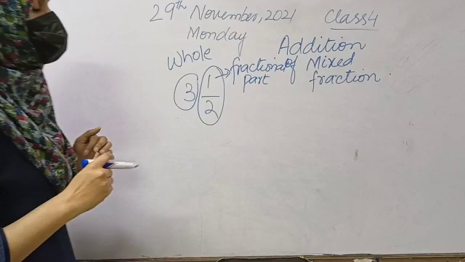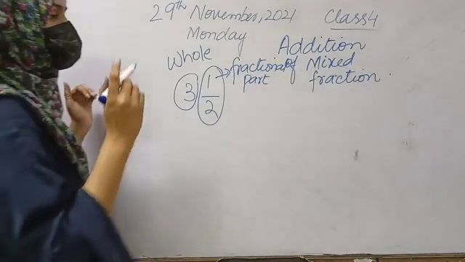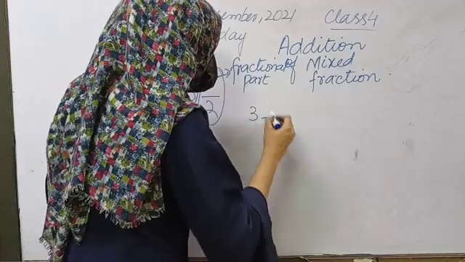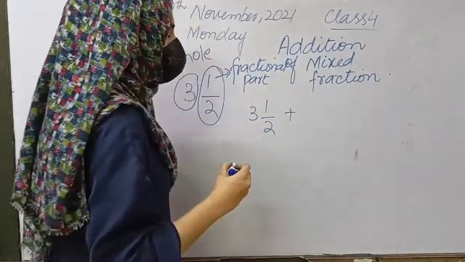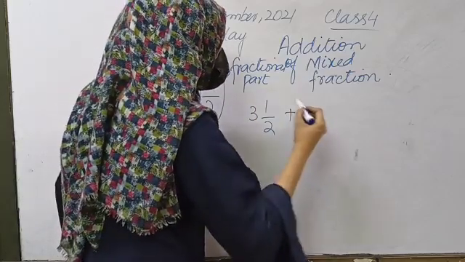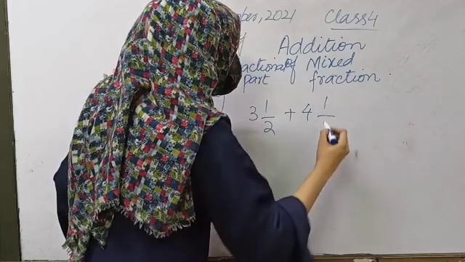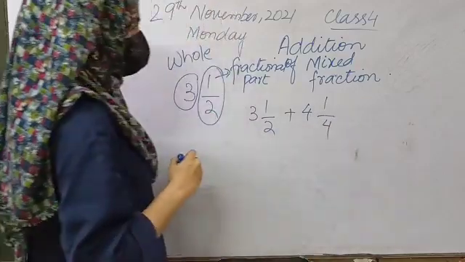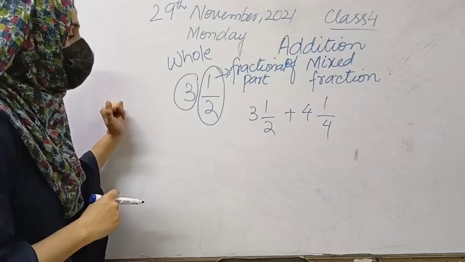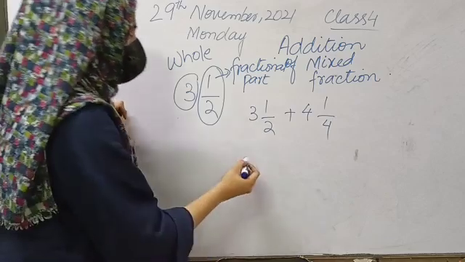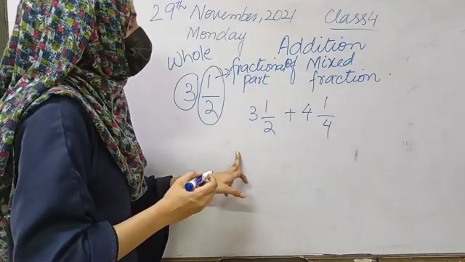Now I am going to solve addition of mixed fraction. I have two fractions. First one is 3 1 by 2. There is a sign of plus. And the next fraction which is mixed 4 1 by 4. Fine. So in very first step we will open it. This is a mixed. So we will open it.